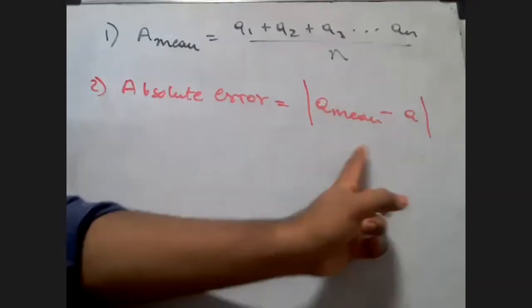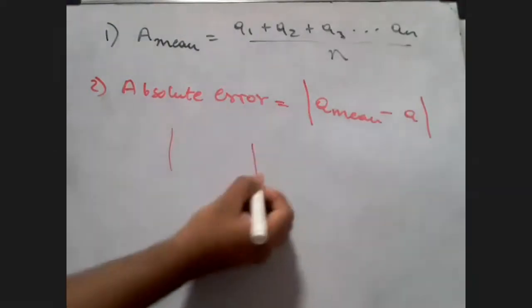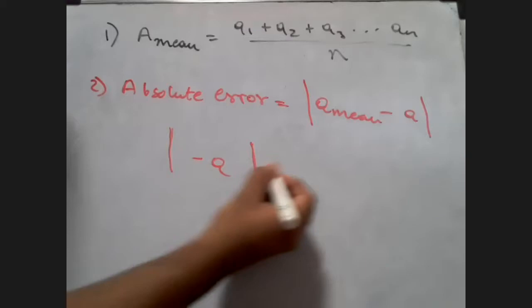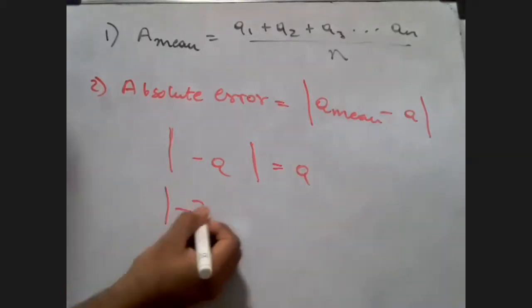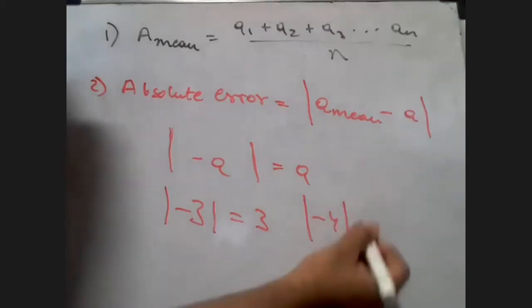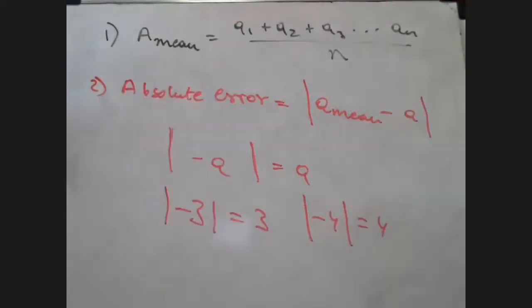What is the meaning of mod, students? Mod means positive function. Mod of minus A is going to be A. Mod of minus 3 is going to be 3. Mod of minus 4 is going to be 4. Why do we use this? When you go to later chapters of physics, what you will learn is about forces.